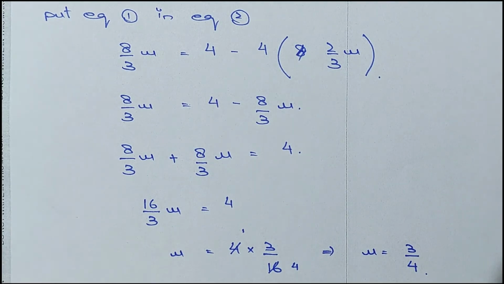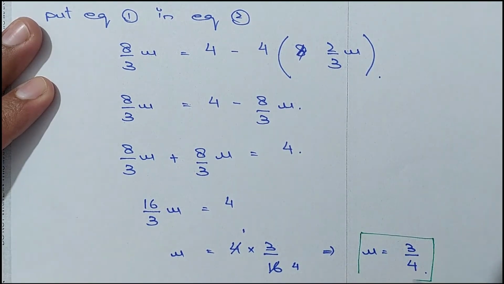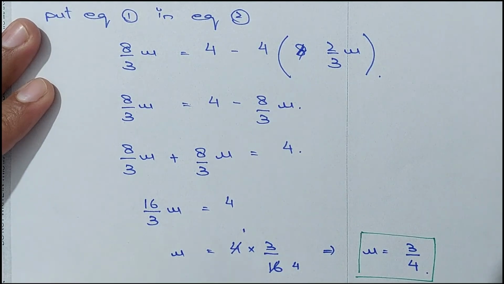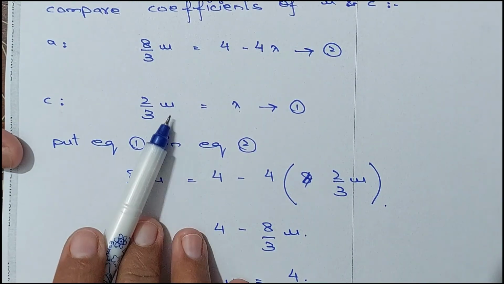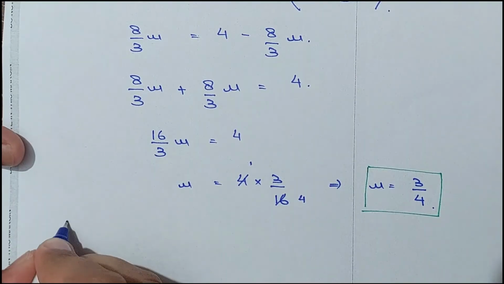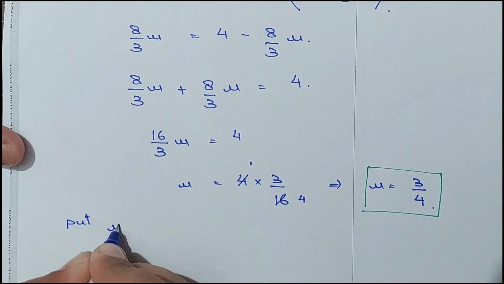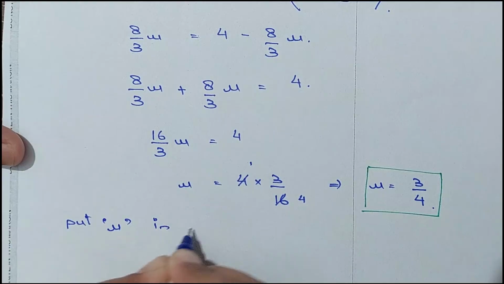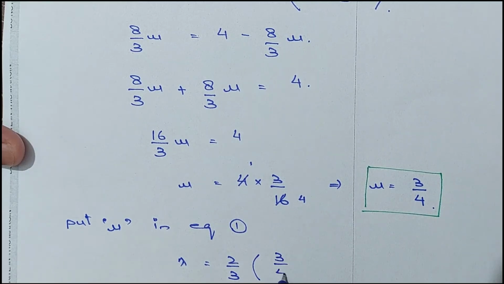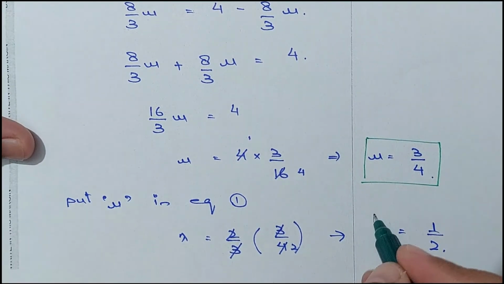Alright, so we are done with mu. Now substitute this mu value into the equation for lambda. Put mu in the equation: lambda is 2 by 3 of mu, which is 3 by 4. 3 is cancelled with 3, 2 times 2 would be 4. So from here lambda is 1 by 2. So we have both values, lambda and mu.